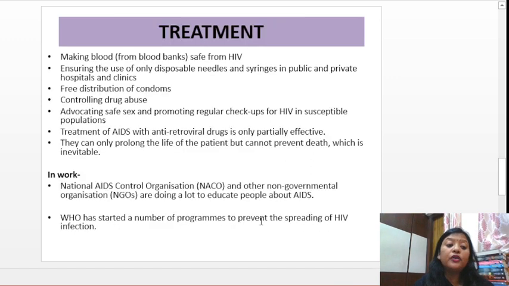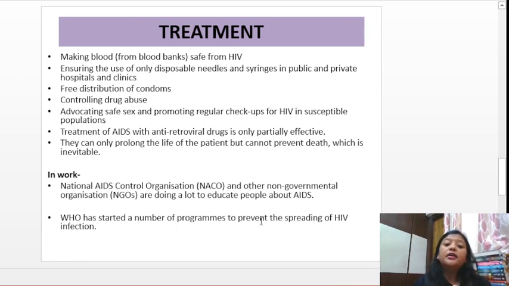Now, what is the treatment of HIV? Blood banks should be very careful while collecting blood. They have to make sure that the person from whom they are collecting blood is not suffering from HIV. Also, needles and syringes have to be disposed of properly, and clean, new syringes and needles should be used. Also, people should be made aware of how they can prevent themselves from getting infected through sexual activities by using condoms.